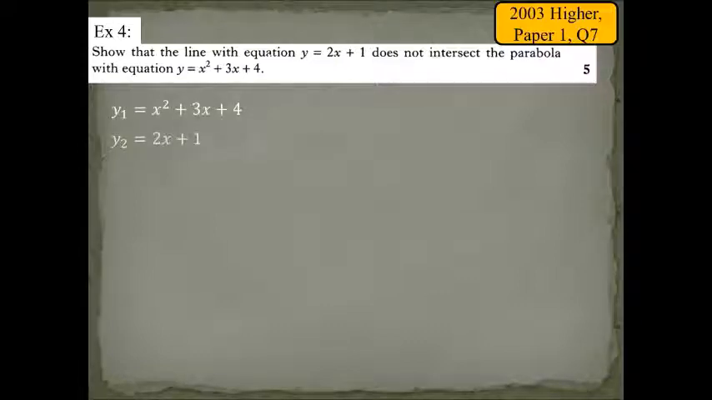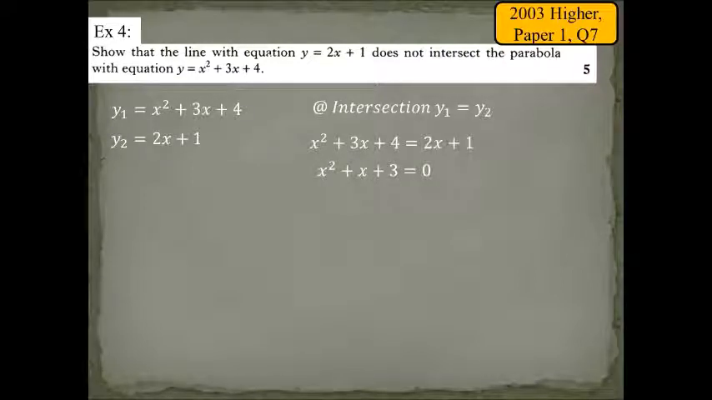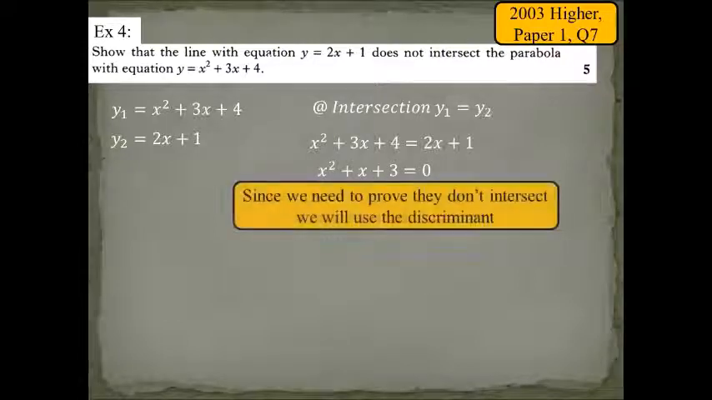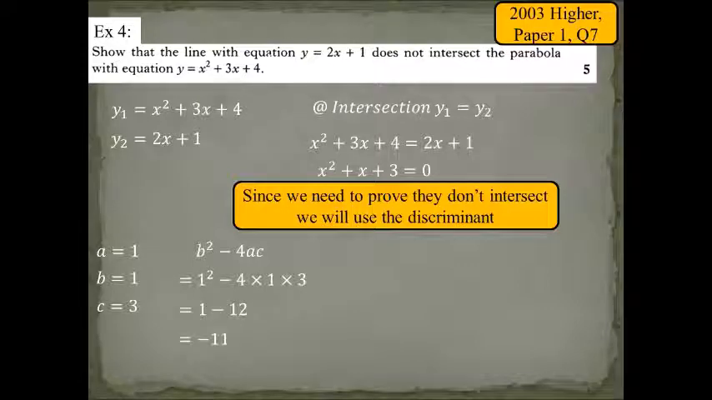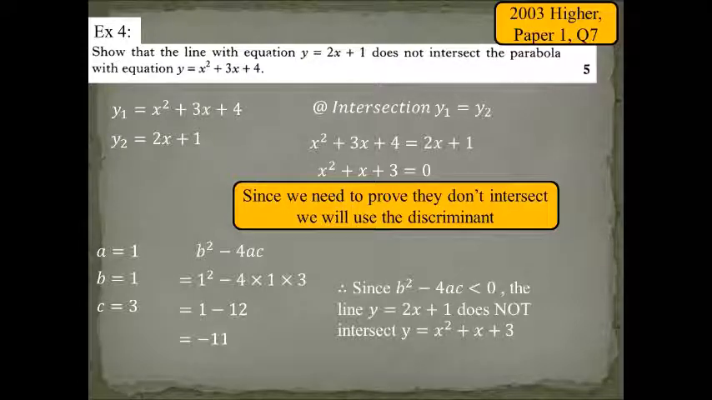So again, create the intersection equation by equating them together. Get all the terms over to the left-hand side so that we have an intersection equation in standard form. Since we need to prove they don't intersect, we'll use the discriminant. A equals 1, b equals 1, c equals 3. We're just going to prove a value here because there are no unknown letters. Sub the numbers in and you'll get minus 11. And then make a statement based on the evidence that shows since b squared minus 4ac is less than 0, the line y equals 2x plus 1 does not intersect y equals x squared plus x plus 3.